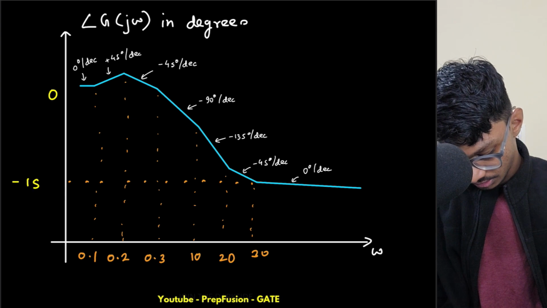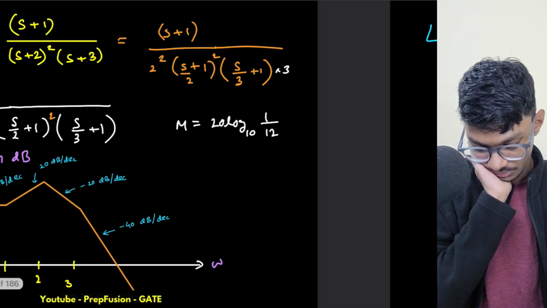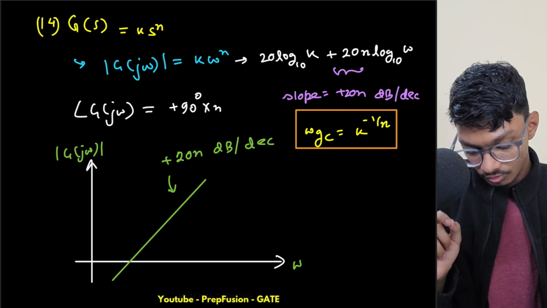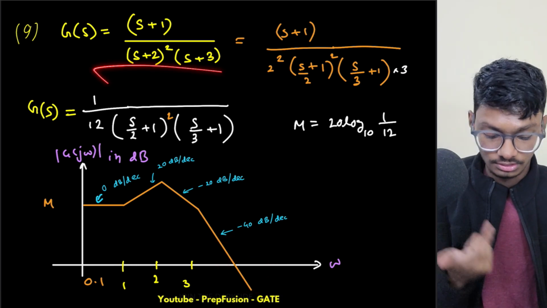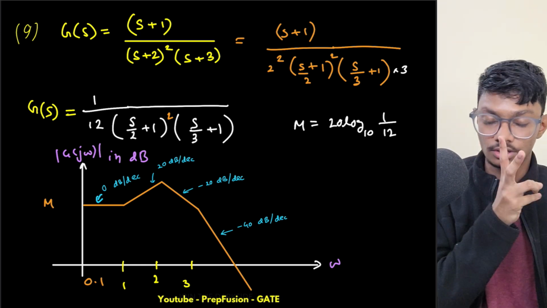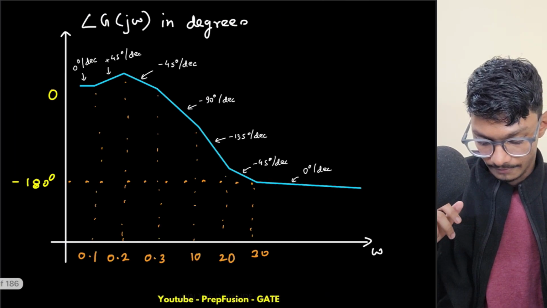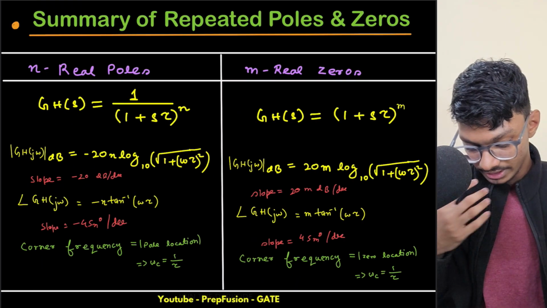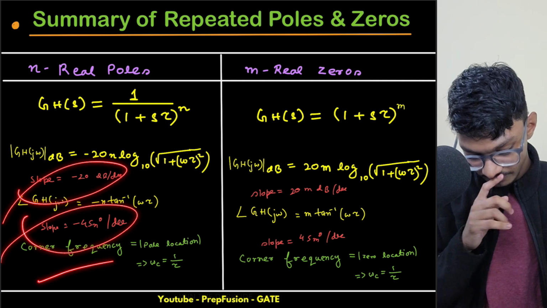So this is minus 180. Now about the ending slope of the magnitude plot. What is the ending slope? Minus 40. From the formula, it is minus 20 times n minus m, so minus 20 times 3 minus 1, which is minus 20 times 2, which is minus 40 dB per decade. So these are the things. Here I have given you the summary of repeated poles, what is happening to the slope, and what is happening to the poles.